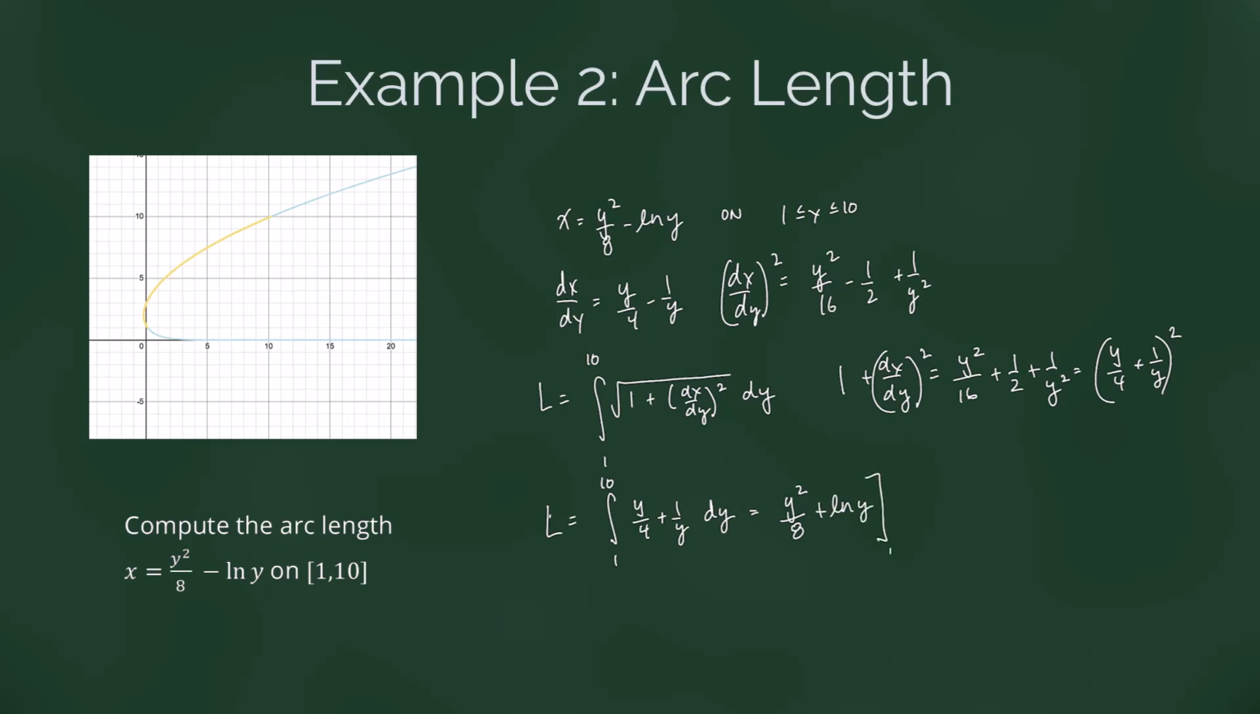Taking antiderivatives, we get y squared over 8 plus the natural log of y from 1 to 10, which is 100 over 8 plus the natural log of 10, minus 1/8 minus the natural log of 1. The natural log of 1 is 0, so we get 99 over 8 plus the natural log of 10.